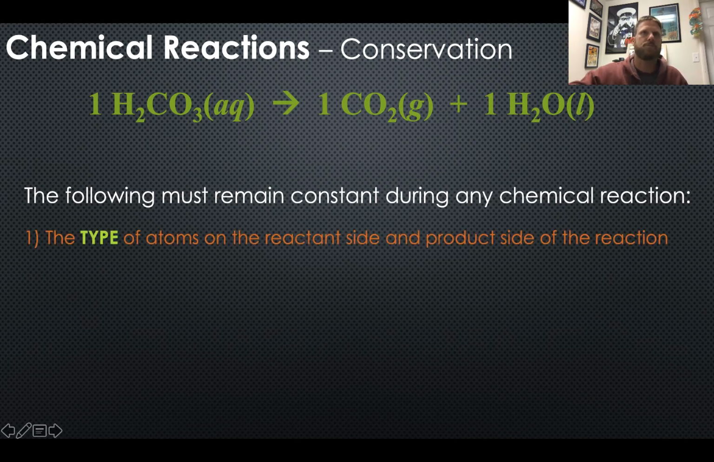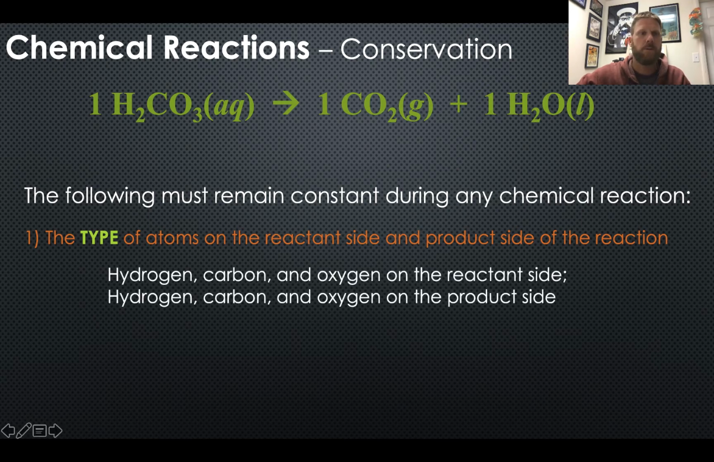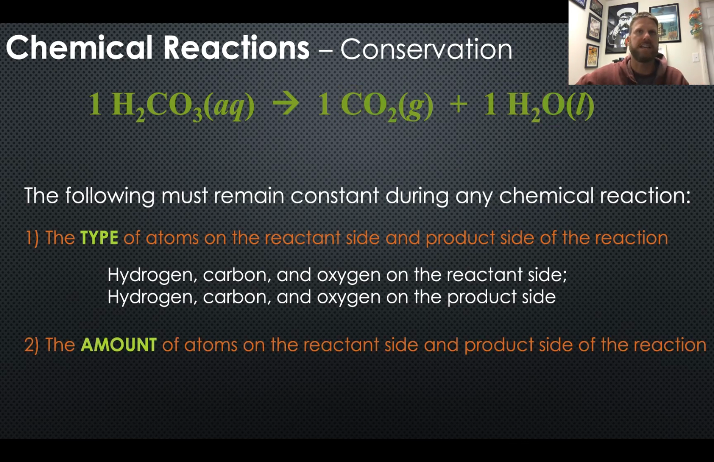When we analyze the reaction of carbonic acid decomposing into carbon dioxide and water, we can see that we have hydrogen, carbon, and oxygen atoms on the reactant side of the equation, and we have those same elements on the product side: hydrogen, carbon, and oxygen. New types of atoms cannot be formed during a chemical reaction. The amount of atoms on each side of the reaction must also be conserved. This means that the chemical equation must be balanced.